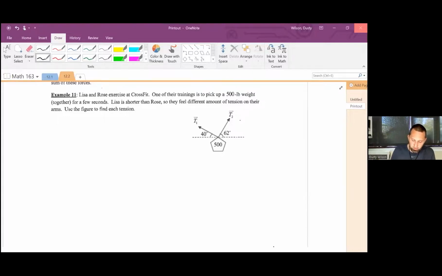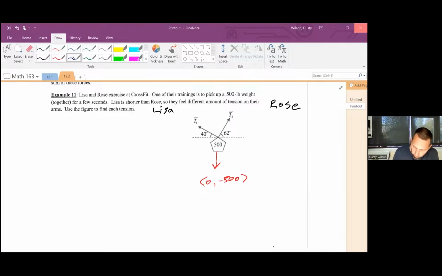So T2 must represent Rose, and T1 must represent Lisa. I'm saying this because of their heights. Okay. And then, of course, you have the weight that's 500. Since we're learning about vectors, it should be pretty clear that we need to represent each of these points in terms of a vector. So the 500 pounds down has no x component and is going down. So it's negative 500 in the y direction.